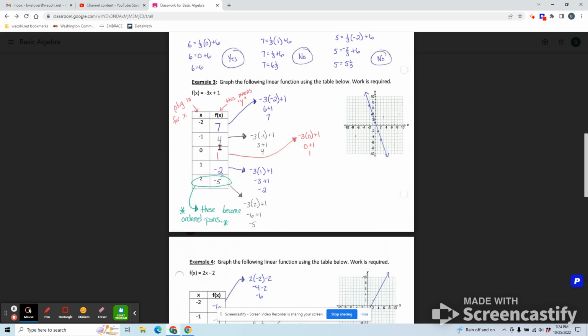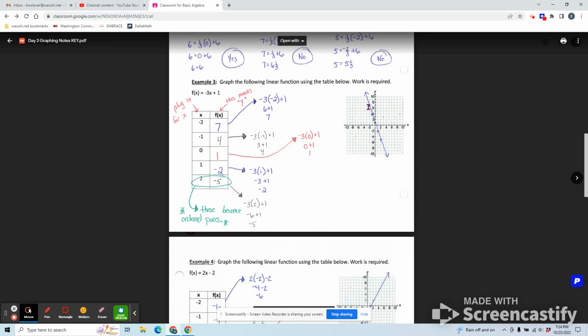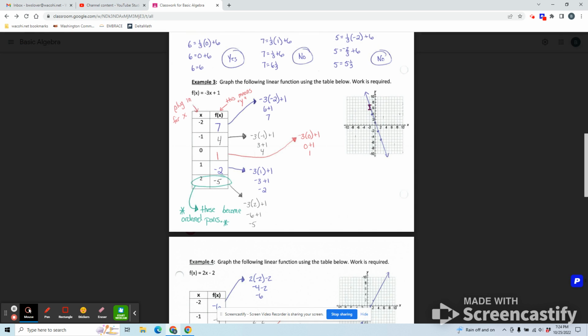So I have 1, 2, 3, 4, 5 ordered pairs. I have 5 points that are on here. Now when I graph them, it doesn't say to connect them. Okay? I just connected them because that's our end goal for this unit. We are going to graph a linear function, right? We're going to graph a straight line. So these should be in a straight line. So I'm connecting them to show you that they do form a straight line.